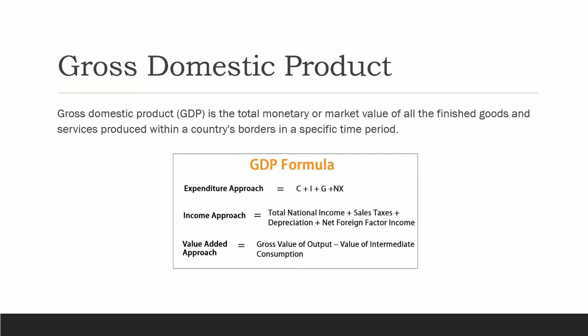GDP formula. Expenditure approach is C plus I plus G plus NX. Income approach is total national income plus sales taxes plus depreciation plus net foreign factor income. Value added approach is gross value of output minus value of intermediate consumption.